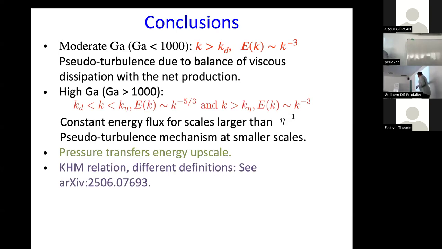And if some of you are interested in understanding, can I talk about the same picture using physical space velocity correlations by the Hill-Kolmogorov-Monin relation, or what happens if you look at different definitions of energy, this is the paper. So this is where I'll stop, and I think I've more or less covered whatever I wanted to talk about. Thank you.